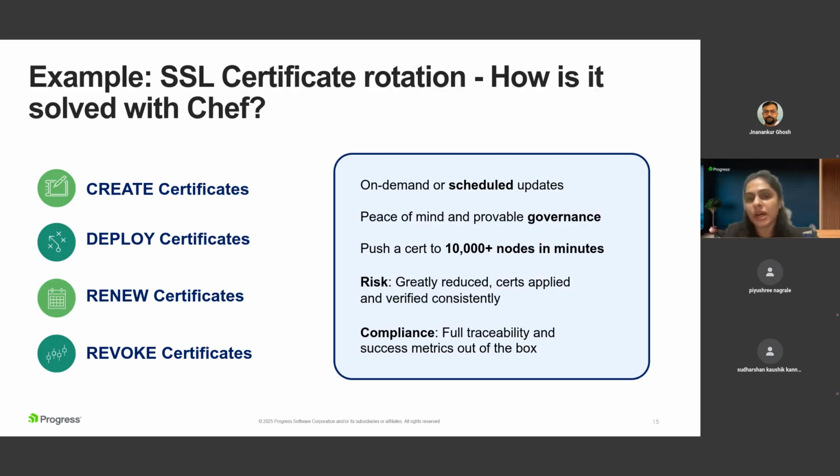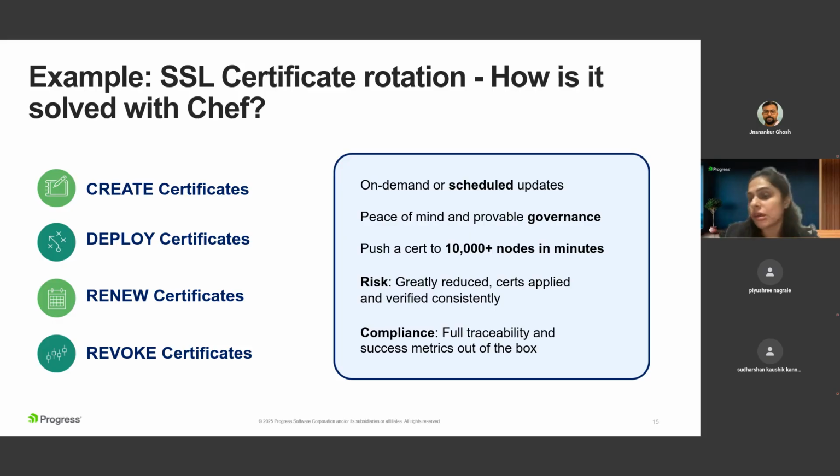Chef enables you to perform on demand and scheduled certificate updates, giving you flexibility to respond quickly or plan ahead. This means whether you're deploying, renewing, or revoking certificates, Chef ensures that the process is governed and traceable, while detailed logs and success metrics for every action are available for you.